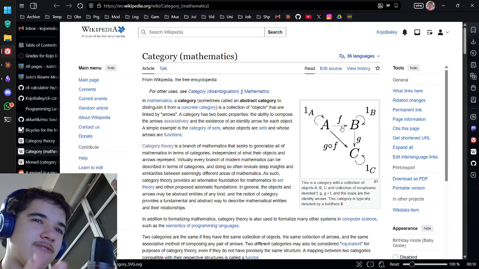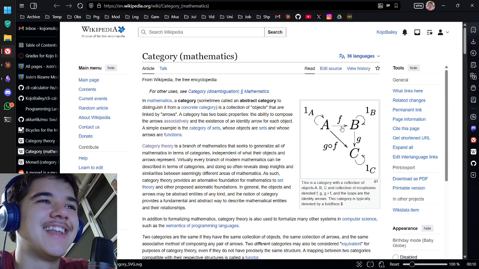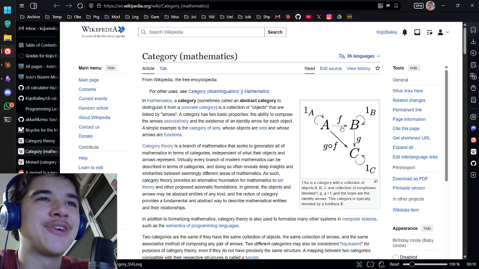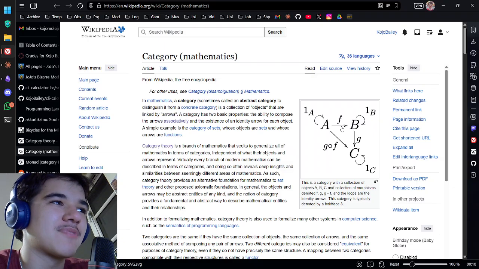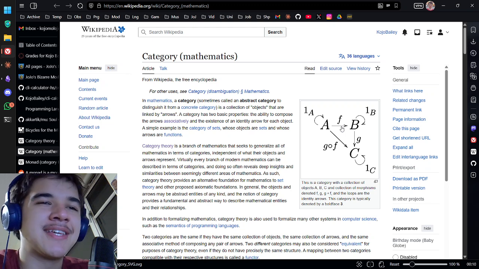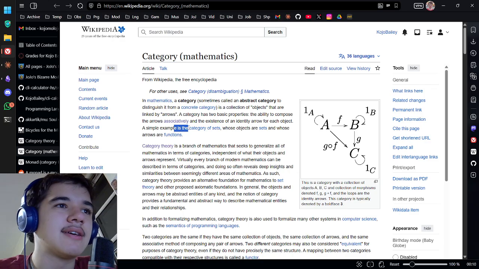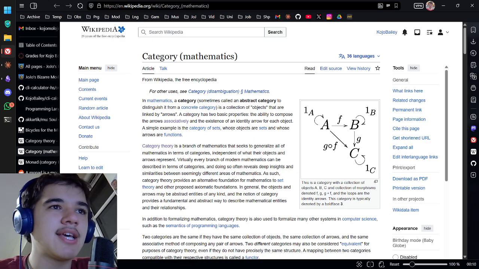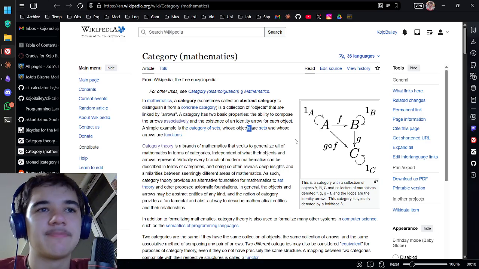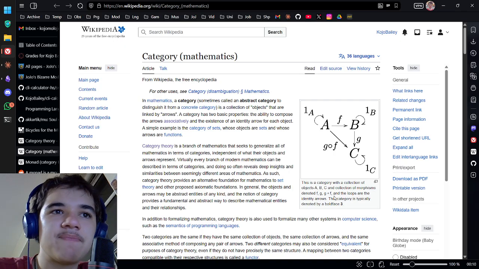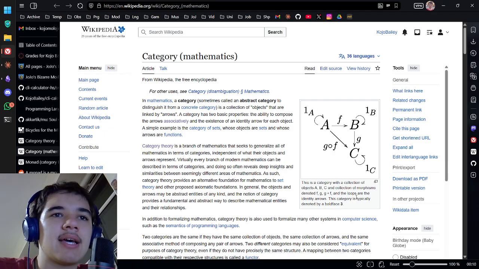So there is some kind of mapping, ironically. You could probably map the relationship between category theory and set theory. I would like to see that, but it may help to think about it. Here it literally says a simple example is a category of sets where the objects are sets and the arrows are functions. So we can think of it in that way. Okay, the arrows are morphisms. Good to know. And the loops are the identity arrows, so identity morphisms, which is good to know. This category is typically denoted by a boldface 3.